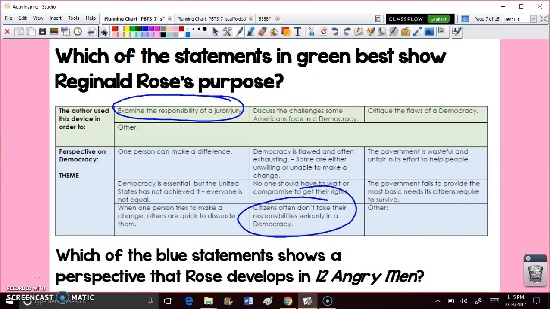Once I'm done with that first technique, I'm going to move on to the next part of my planning chart. It's still going to be for 12 Angry Men, and I'm going to find a new technique and new pieces of evidence to analyze. So when you come to class tomorrow, you want to make sure that you have 2 techniques per author.